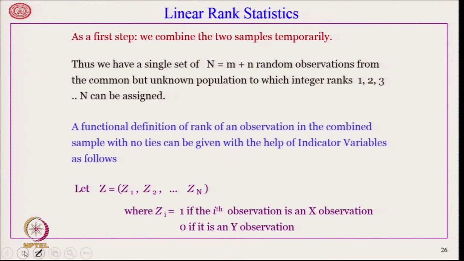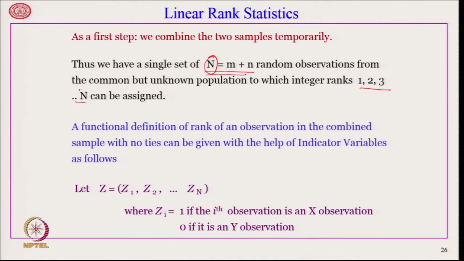So, how do we proceed? We proceed as follows. As a first step, we combine the two samples temporarily. That means, we make one array made of both x and y populations. In that array, therefore, there will be capital N is equal to small m plus small n many observations, and we can assign them ranks 1, 2, 3 up to N if there are no ties. In case of ties, of course, we can take appropriate average to give the ranks, so that the total sum of ranks remains the same, which is equal to 1 plus 2 plus 3 up to capital N.